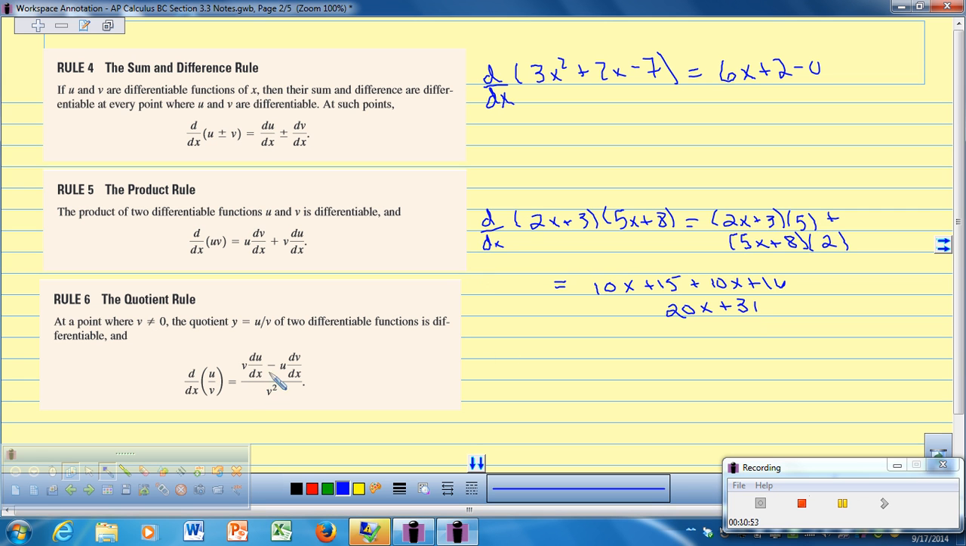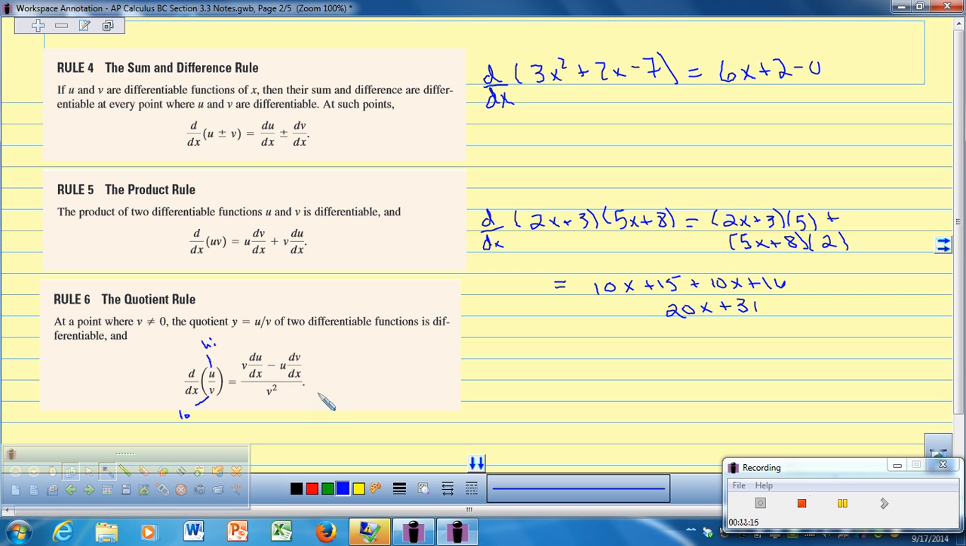All right, quotient rule. Well, we just found out that when we have a product, we cannot just take the derivative of the first factor times the derivative of the second factor. We have to use the product rule. Well, when we have a quotient, something divided by something, we need to use what is called the quotient rule. And the way I want you to think about this is consider u to be the high function and v to be the low function.